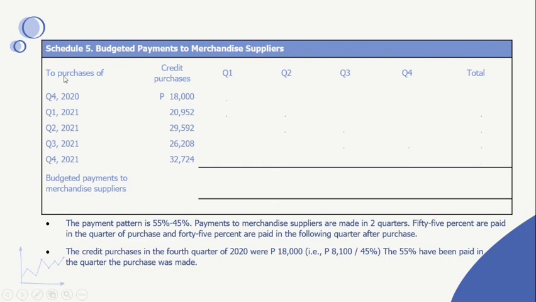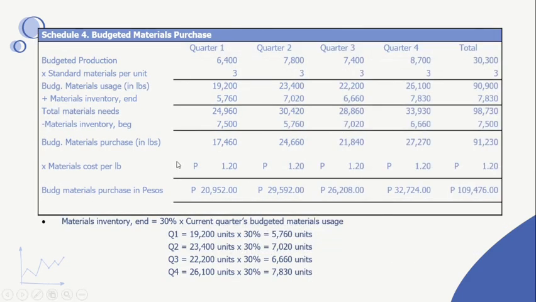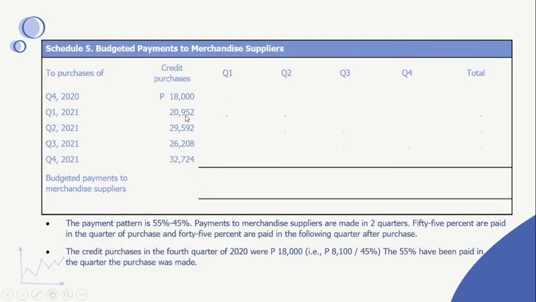So moving on, Schedule 5 is the budgeted payments. So from our Schedule 4, kaning atong budgeted purchases, ato ni siyang dad-on diri. So 29,592, 29,592, and so on. So, ang atong payment pattern is 55-45. Ang 55% sa current quarter, sa quarter of purchase bayaran. O niya, ang 45% sa next quarter.